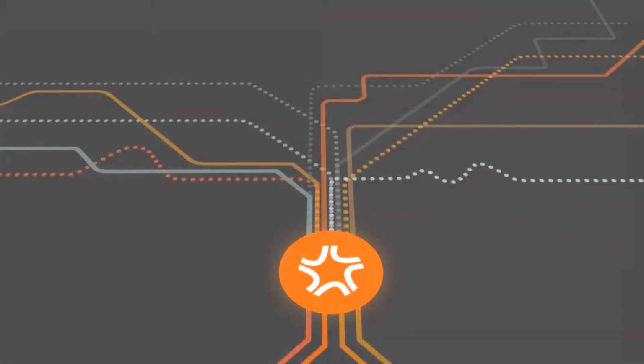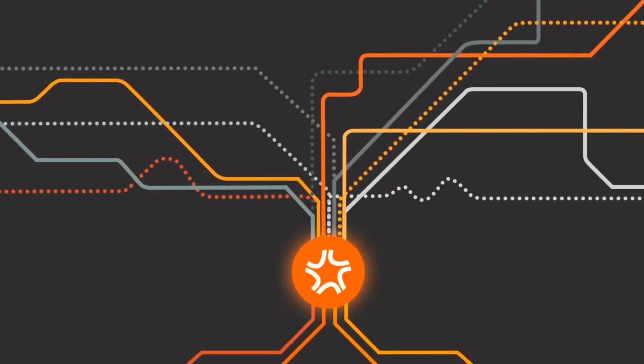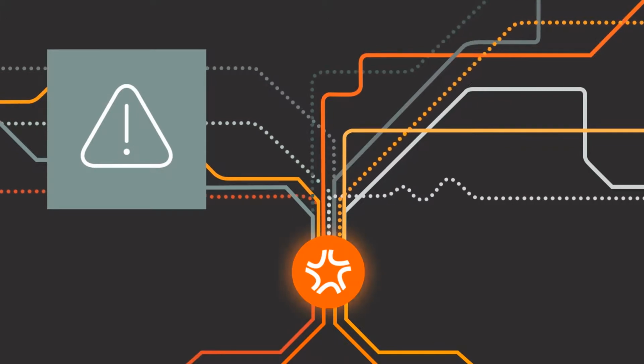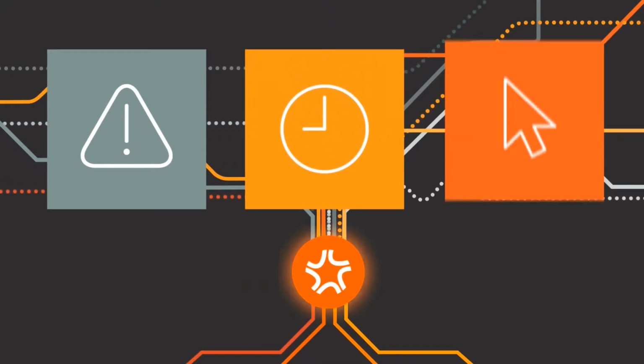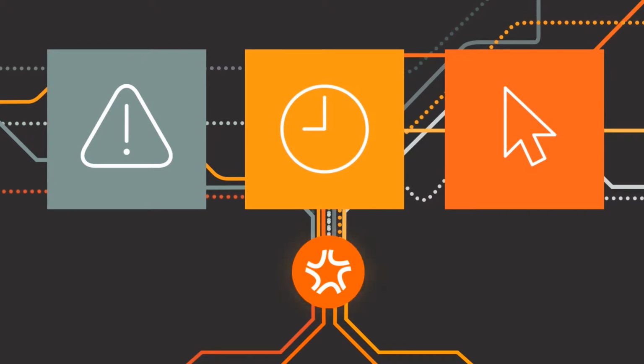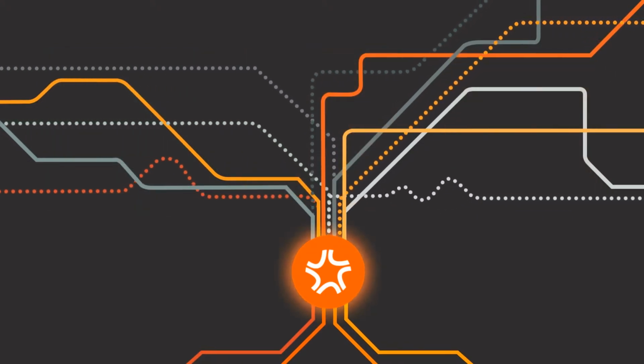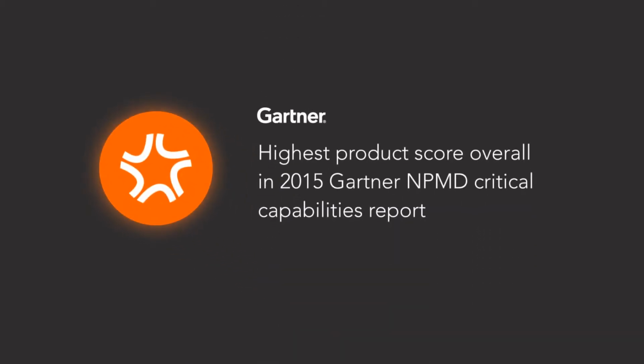Are you a real-time business who needs a live dashboard view and needs to know of problems in your network immediately, or even better, before they happen? Or would you like to be able to troubleshoot issues in just two clicks? If so, now is your time to consider Corvil's solution for network performance monitoring and see for yourself why Corvil has received the highest overall product score in the Gartner 2015 NPMD Critical Capabilities Report.